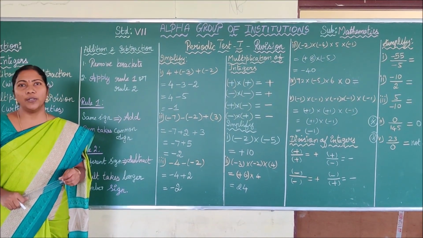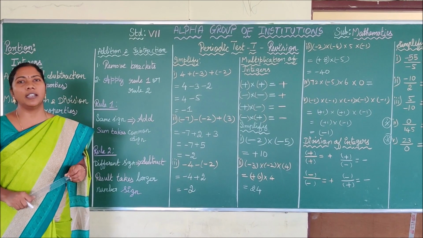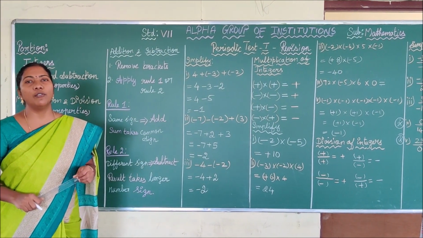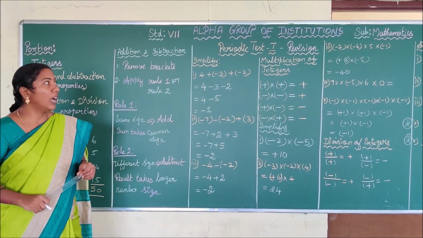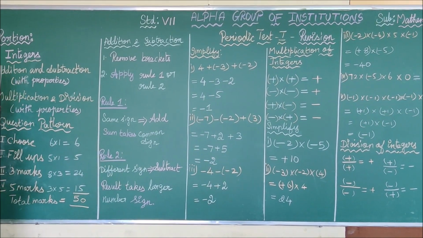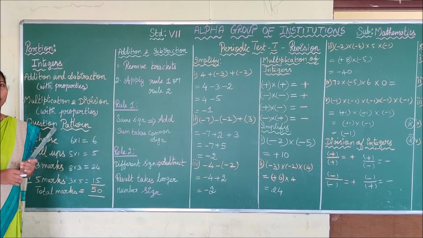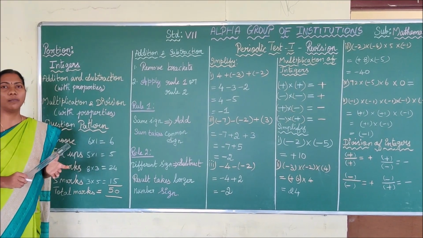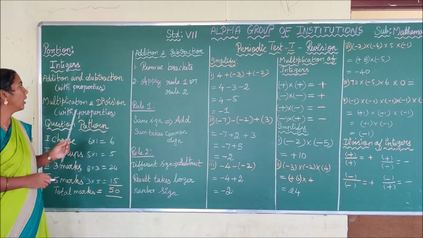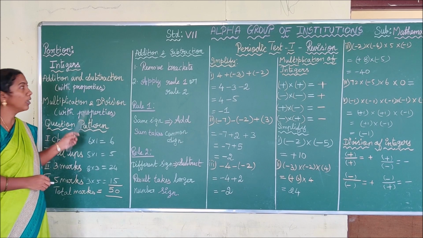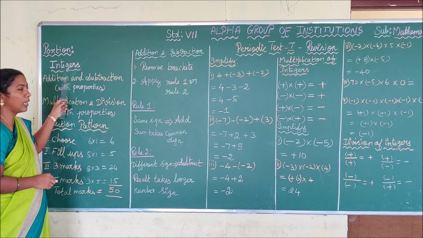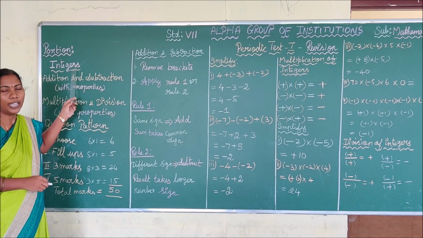You are going to write your quarterly examination, that is periodic test 1. Prepare well for your periodic test. Your exam portion is the chapter integers fully, children. In the integers, what are the concepts we have seen? Addition, subtraction, multiplication, division, and also their properties. So you have to revise the whole chapter integers. This is your exam portion.